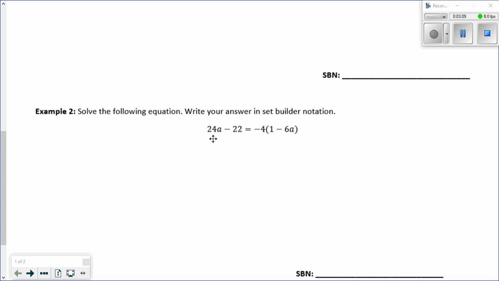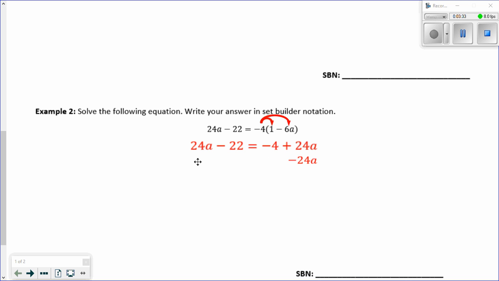So the first thing I'm going to look for is distributing, nothing on the left, but I do need to distribute on the right. So I'm going to distribute this negative 4 to both the 1 and the negative 6a. So now it comes out to be 24a minus 22 equals negative 4 plus 24a. Now I'm going to go ahead and move this 24a to the other side, just so I can get all my variables on one side.